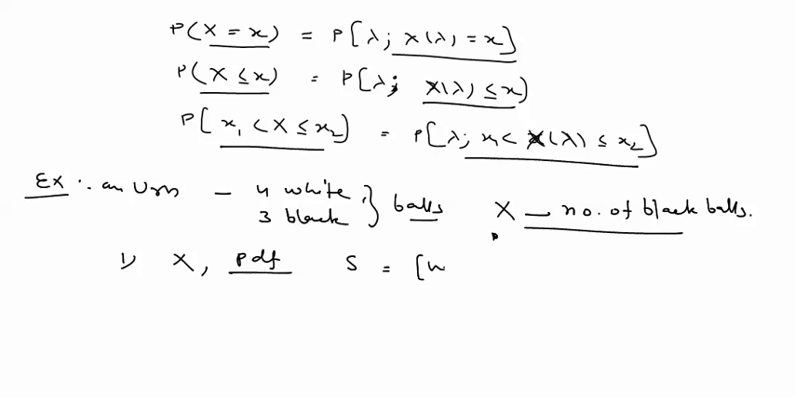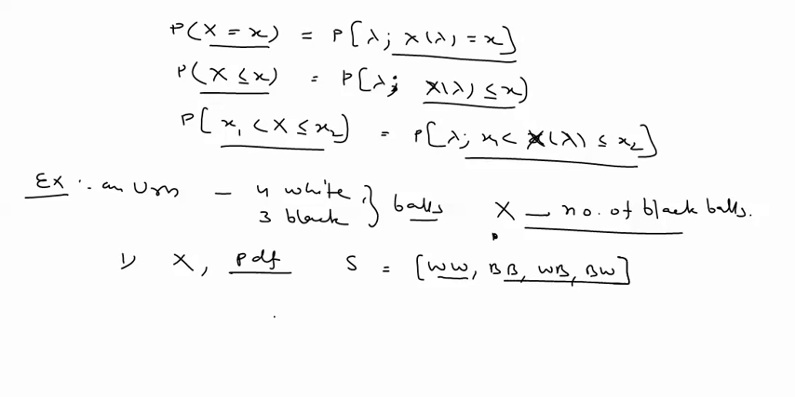Samples are two iterations. It might be both white, both black, one white and one black, black and white, the last case. All four possible values exist there.